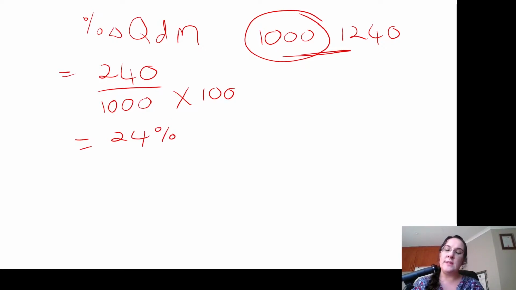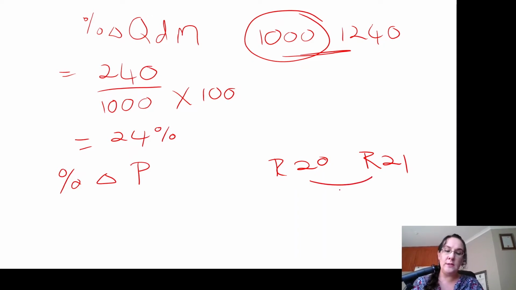Now I'm going to do the same with the percentage change in the price. The price went from 20 Rand. Sorry guys, I am from South Africa, so it's going to be rands. It's going from 20 to 21 Rand, and the difference between these two is 1. So I'm going to use the difference, which is 1, over the original, which was 20, and times it by 100, and that should give me 5%.